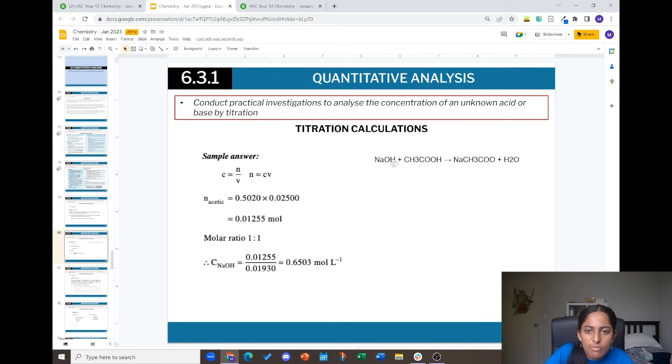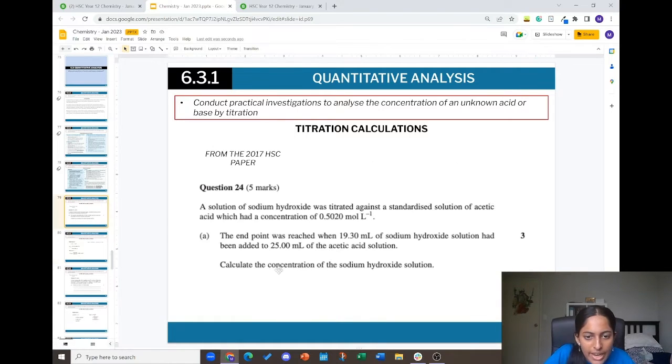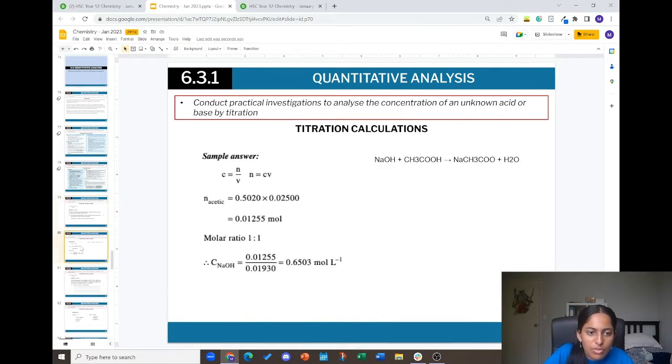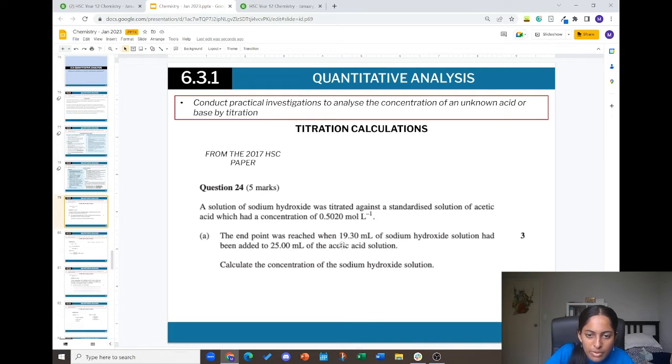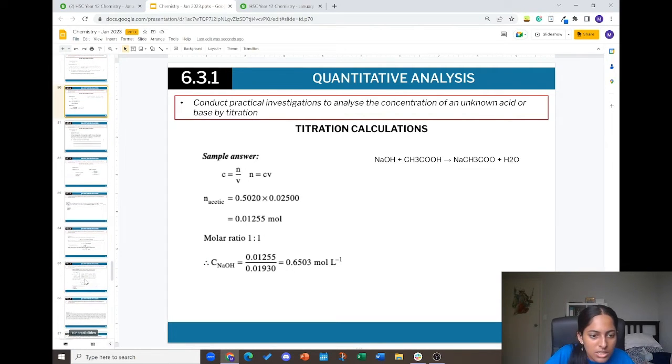So therefore, your number of moles of NaOH is the same. So therefore, you can find concentration of NaOH because you've got volume. So if the molar ratio is the same, number of moles is the same, you just divide it by however many liters of NaOH you've used, which is 0.01930. So therefore, if you divide number of moles over volume, you should be getting 0.6503 molar. So that's how it pretty much works.